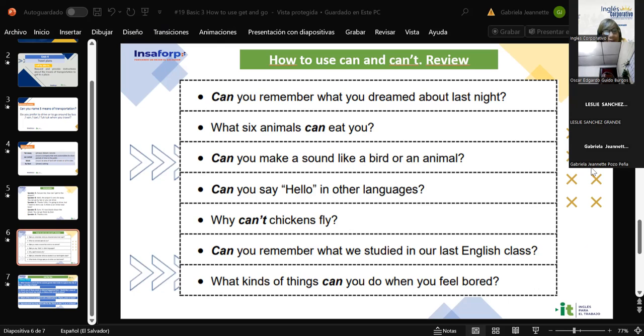Now, Gabriela asks Leslie. Can you remember what you dreamed about last night? I can't remember. What six animals can eat you? I can eat chicken, beef, or pig. Can you make a song like a bird or an animal? I can't make a song like a bird or an animal. Can you say hello in another language? I can say hello only in Spanish and English. Okay, languages in plural. Languages.